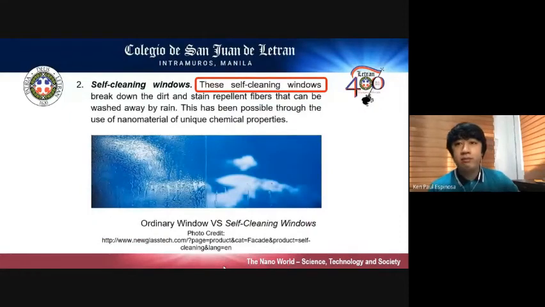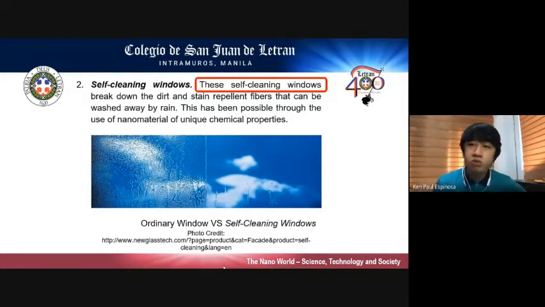Last one is self-cleaning window. No? So, as you can see on the left side of this window, it's an ordinary window. It's not a self-cleaning window. Kasi on the right side, no, you can see the self-cleaning window, which of course, break down the dirt and stain repellent fibers that can wash away by rain.